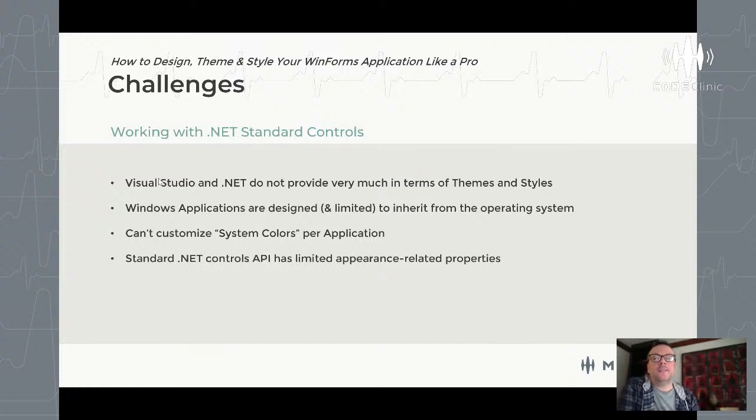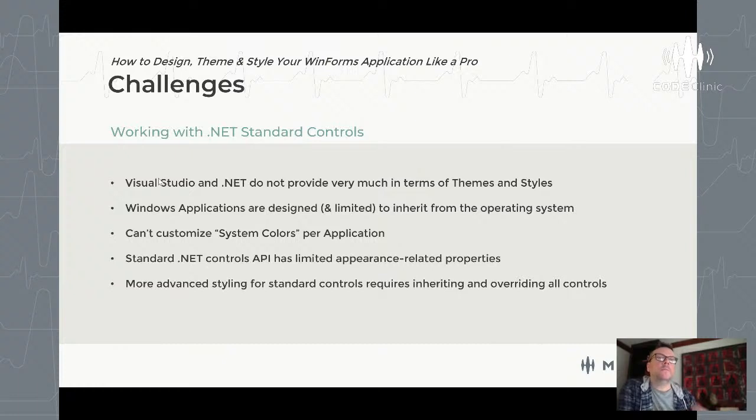Another challenge we have is that the standard .NET controls have a very limited API when it comes to the appearance-related properties. There's really only a few things that you can customize easily on the standard .NET controls. And the official solution for doing advanced styling is to inherit and override all of the controls that you need in your application. And it's a lot of work, and a lot more than the average WinForms developer is doing. And this is the point where you typically then bring in third-party libraries.